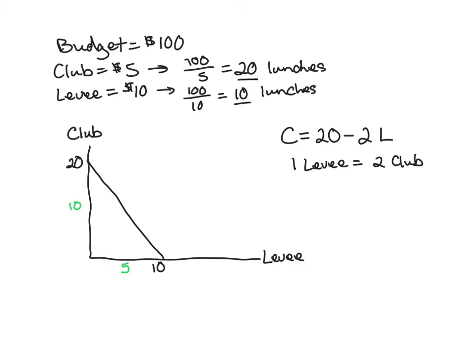One way is to say, okay, well, if he eats at the club 10 times, each of the club lunches is $5. And if he eats at the levy 5 times, each of those lunches costs $10. And so that ends up being 50 plus 50, or $100, which is exactly Professor Smith's budget. And so yes, this combination of lunches is within his budget constraint. It exactly spends his budget.